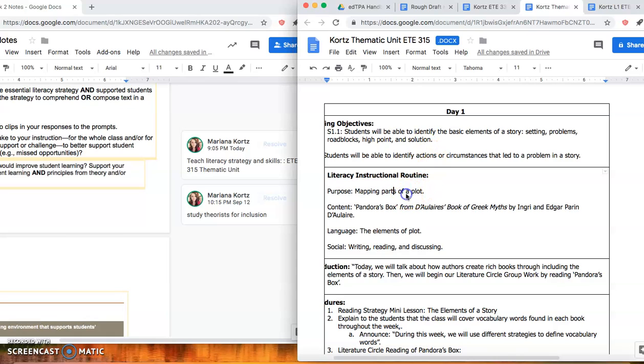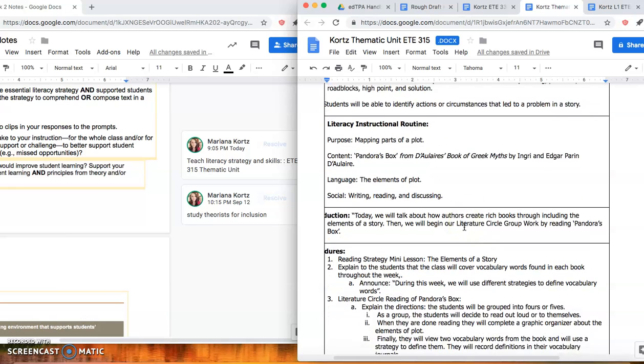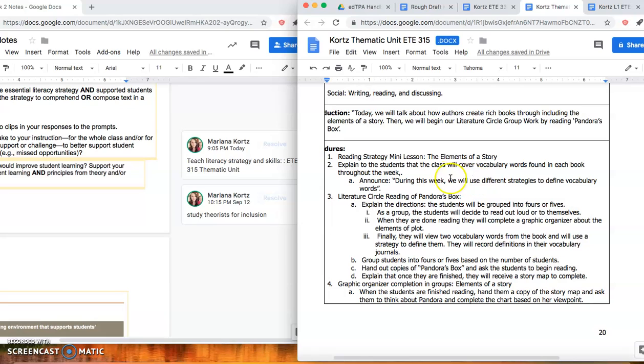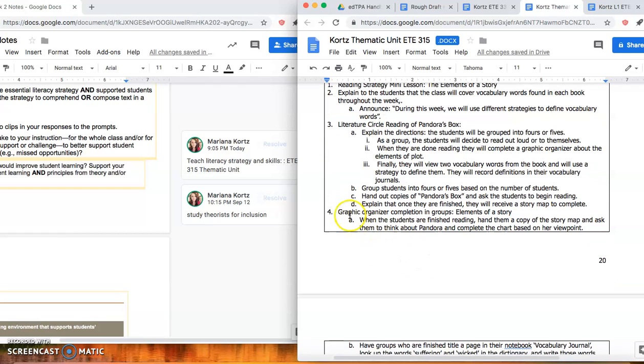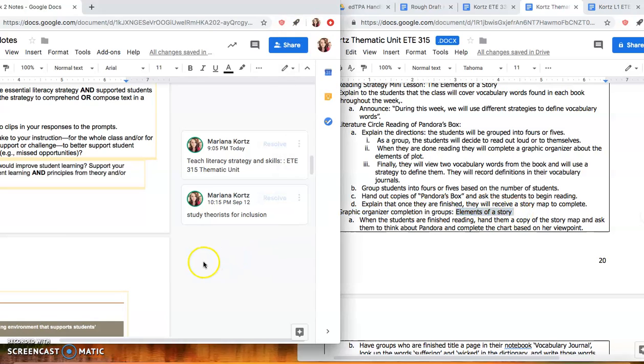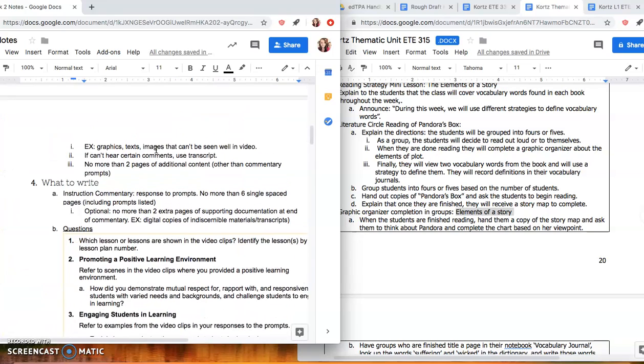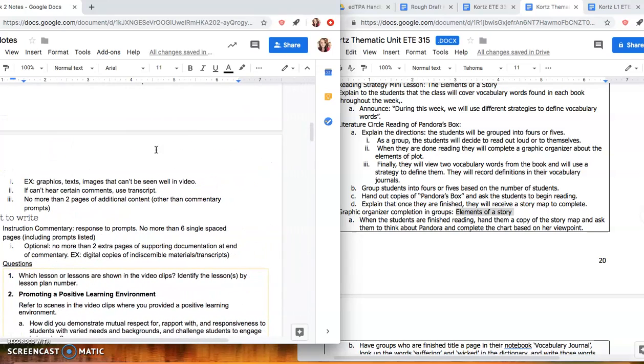So the skills for that would be to first determine where the setting was, and to find out the problems, roadblocks, high point, and solution within the story. So for this, first I would talk about the vocabulary words, then we would do a literacy circle, and after that I would introduce a graphic organizer to help my students understand the elements of a story. That is how I really taught my essential question, which is sort of like essential focus, just a little more general.